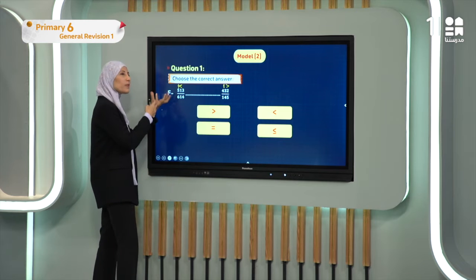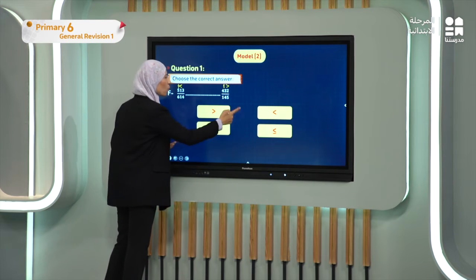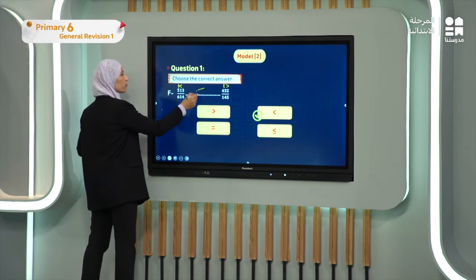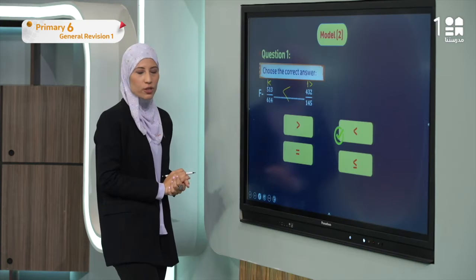لكن هنا الفاليو بتاع الفراكشن ده less than the 1. So which one is the bigger? Of course this side اللي هي it will be the bigger side اللي هي 432 out of 145.